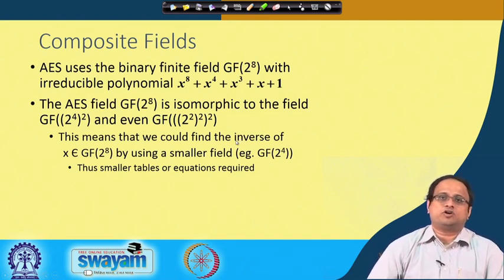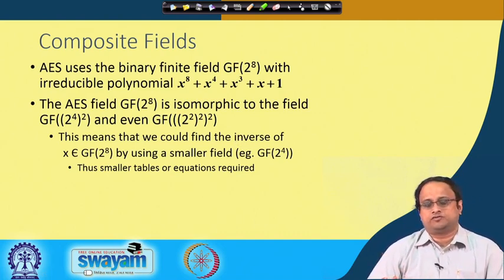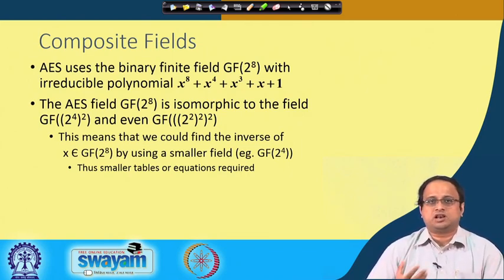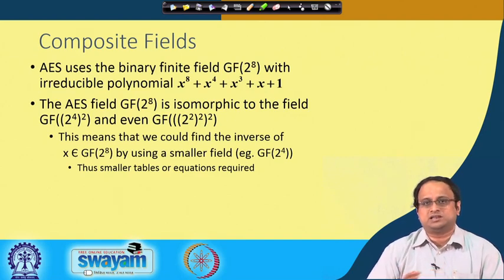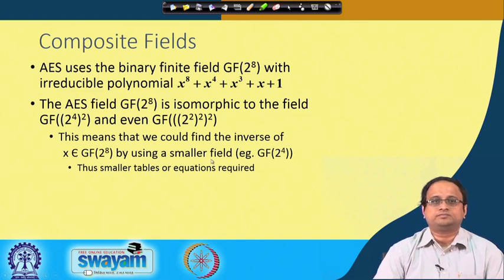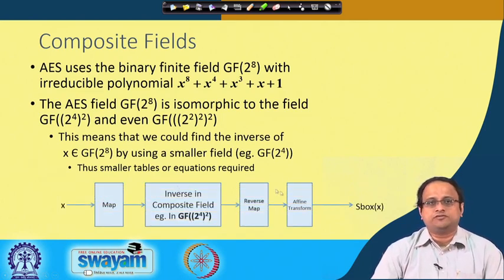So this transformation from GF2 to the power of 8 to GF2 to the power of 4 squared and vice versa, for this I need a conversion matrix, and as we have discussed in the previous class, there are different classes of algorithms through which we can get these transformations computed. So if you are able to do that, then what you will do is as follows.